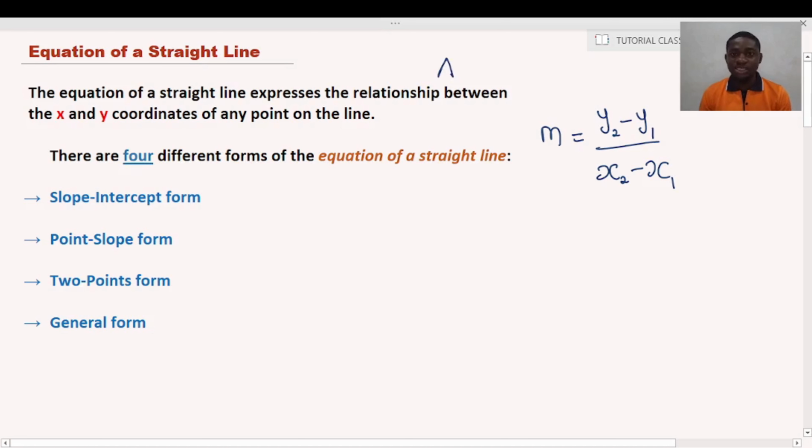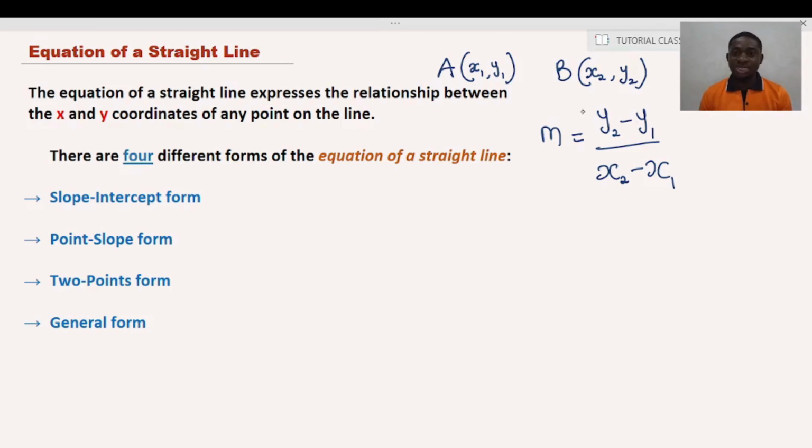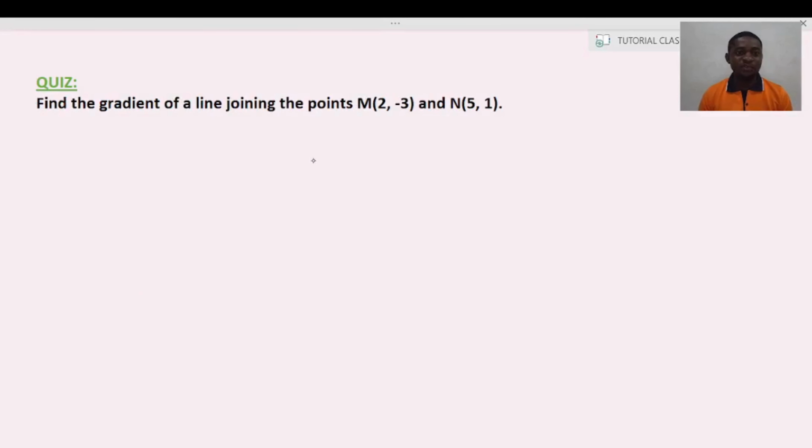Take, for example, a point A, where we have x1, y1, and another point B, where we have x2, y2. If a straight line passes through these two points, A and B, then based on the available coordinates, we can determine the gradient of that line. I want you to quickly work on this quiz from what we did last class. Find the gradient of a line joining the point M, which has this coordinate, and N, which has this coordinate. You can pause this video while you get it done.